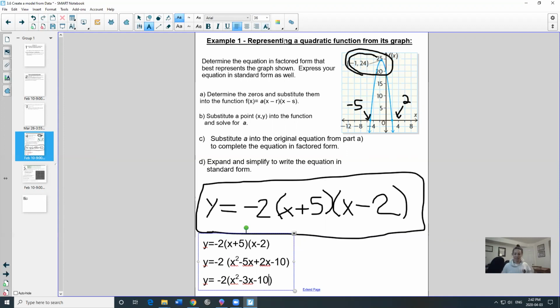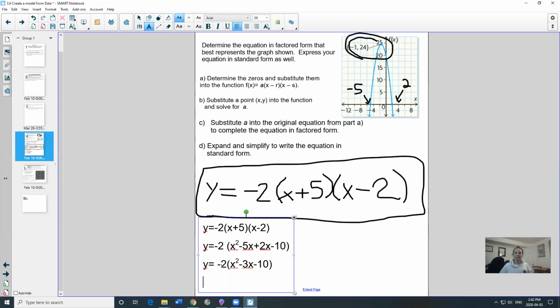And then our last step would be to take this -2 and multiply every term, or to distribute it into the brackets. So our final answer would be -2x squared minus 6x. Hold on, let me just put a square sign there. There we go. -2x squared minus 6x plus 10. Okay, oh, I made a mistake. So -2 times x squared is -2x squared. -2 times -3 is +6.